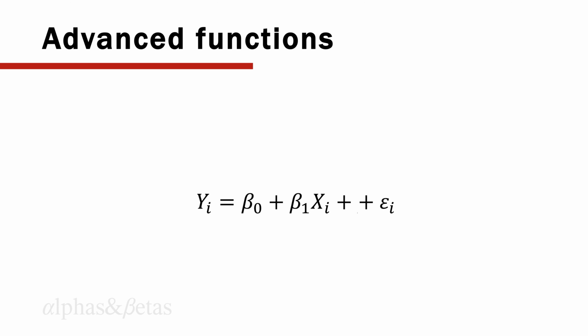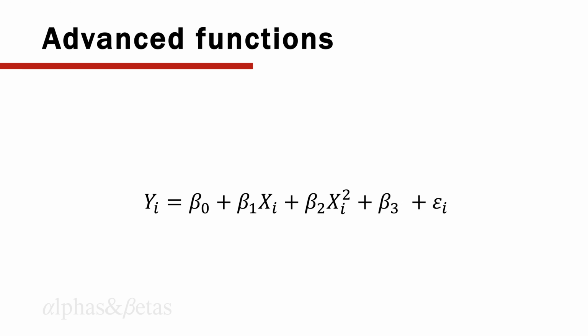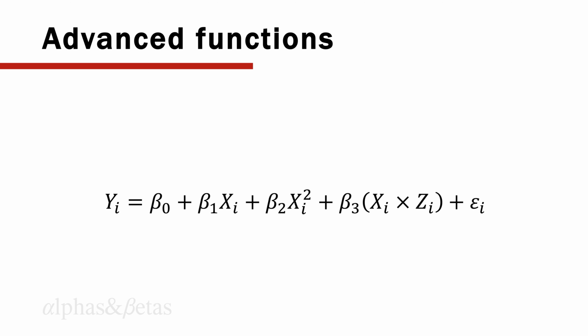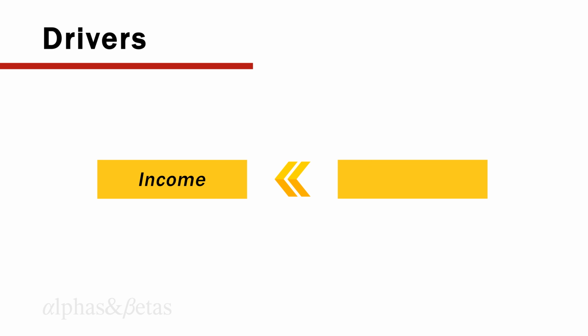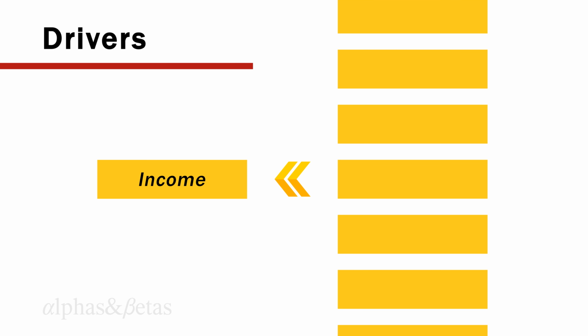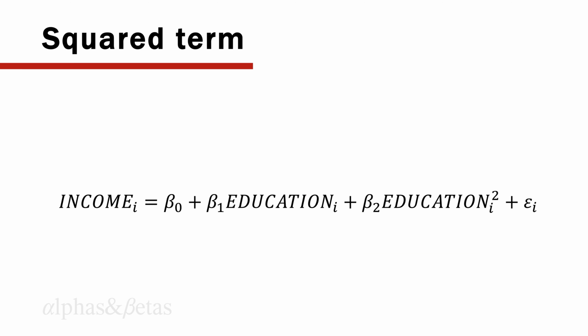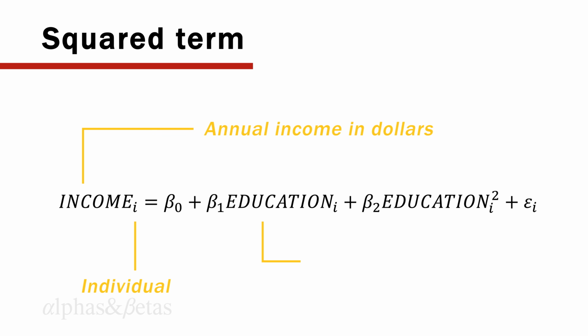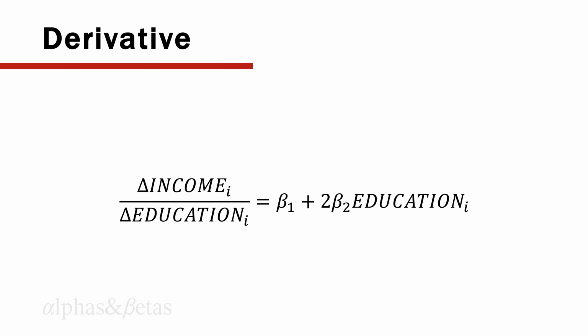When you include the squared terms or interactions, it complicates the estimation of the effects. Suppose we're interested in what determines income. Consider this model with squared terms. For each individual i, income is their annual income in dollars, education is their number of years of education, and epsilon is the error. This is the partial derivative.